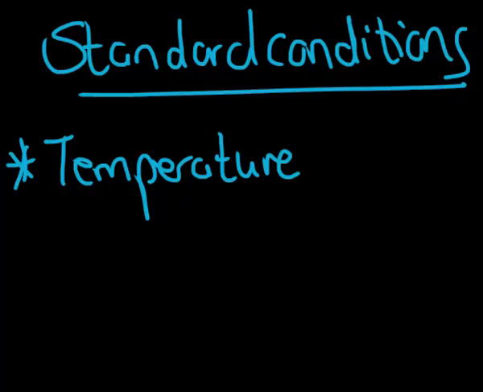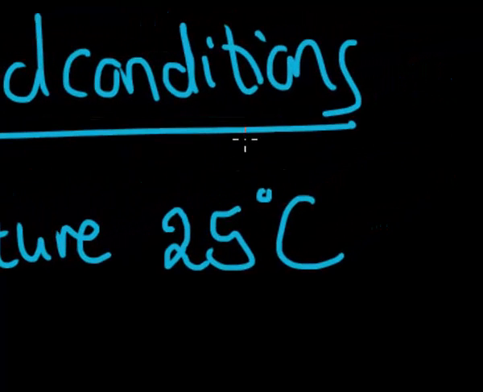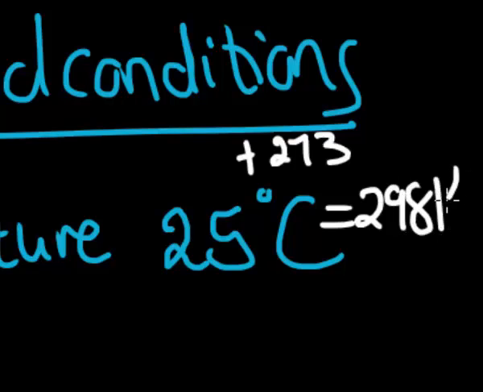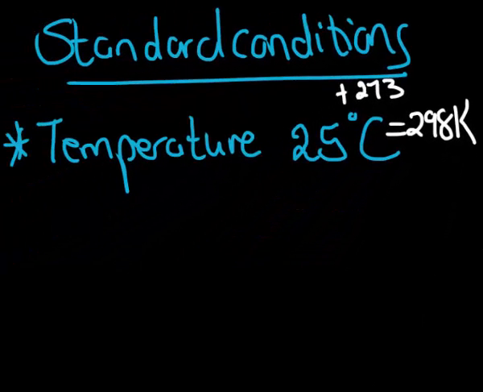The first one is the temperature of the cell. The cell must operate at a temperature of 25 degrees Celsius. Now you can also write it as Kelvin, and remember, in order to take 25 degrees Celsius to Kelvin, we'll add 273 to the value, and that will then give us a Kelvin value of 298. So it's either a temperature of 25 degrees Celsius, or you can refer to it as 298 Kelvin.